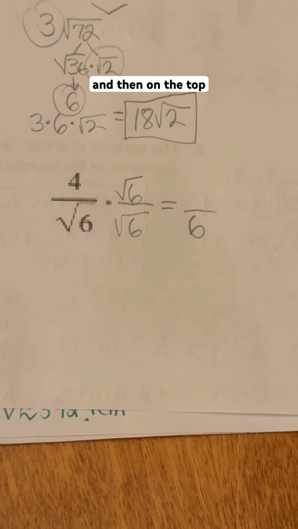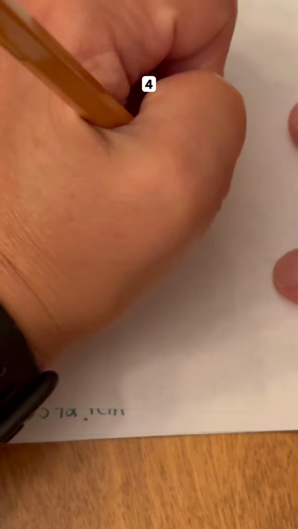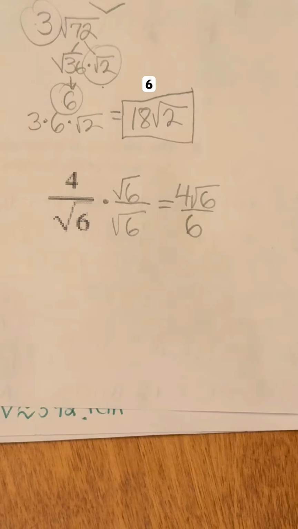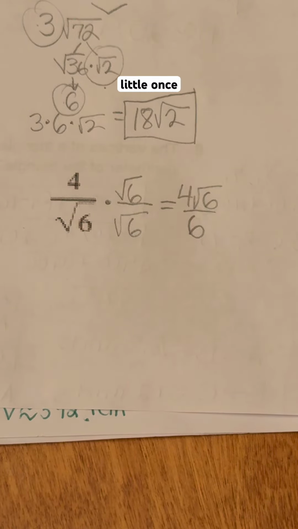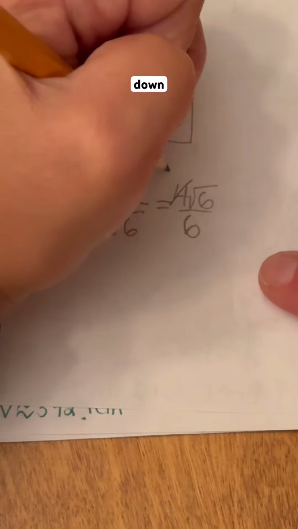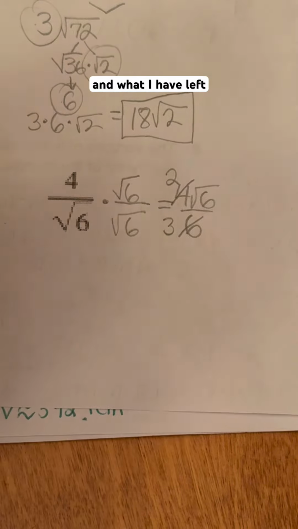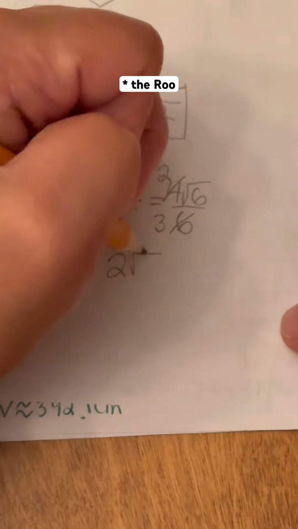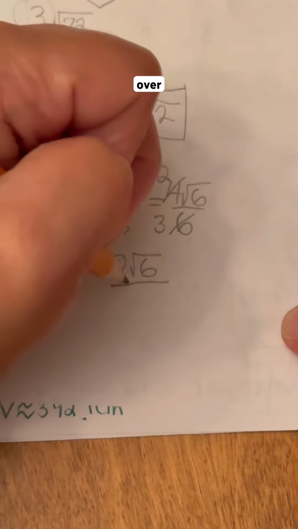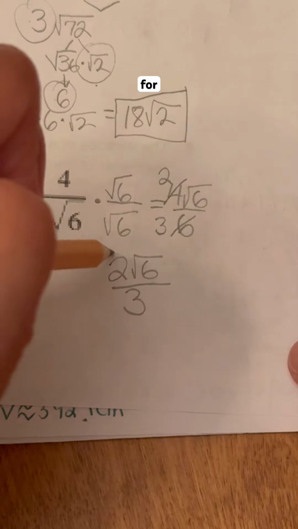And then on the top, you can't do any combinations there because you have a number and a root. So you're just going to do 4 times the square root of 6, just like that. Then you take one little once over and you look at the numbers. We've got two numbers that are both even, which means you can divide both of them by 2. And so 4 is going to cancel down to 2. 6 is going to cancel down to 3. And what I have left is 2 times the root of 6 on the top over 3 on the bottom. And that is as far as I'm going to be able to go for this problem.